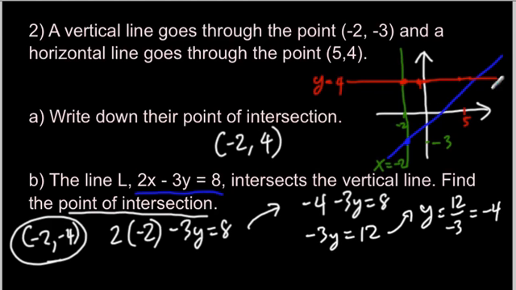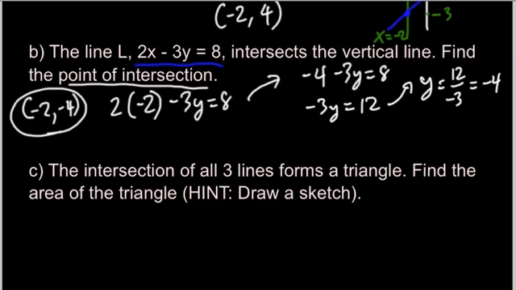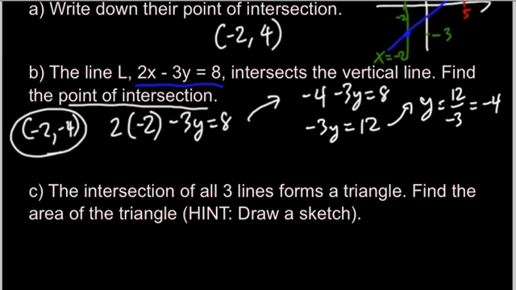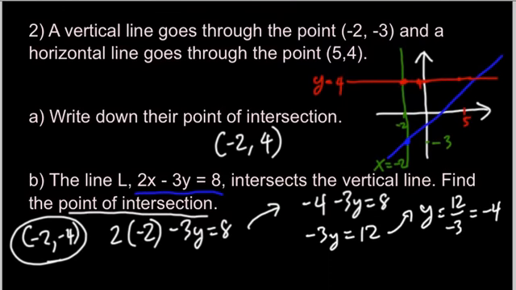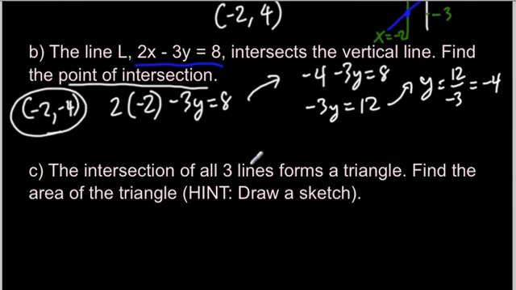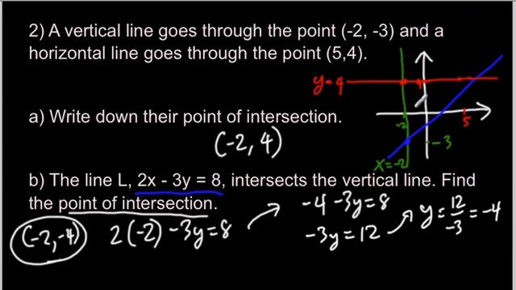Now, the last part of this is the intersection of all three lines forms a triangle. Find the area of the triangle. Okay, so what does that mean? Well, the hint over there suggests to draw a sketch. So it's really, really important to draw a sketch. So we have kind of a sketch like that.